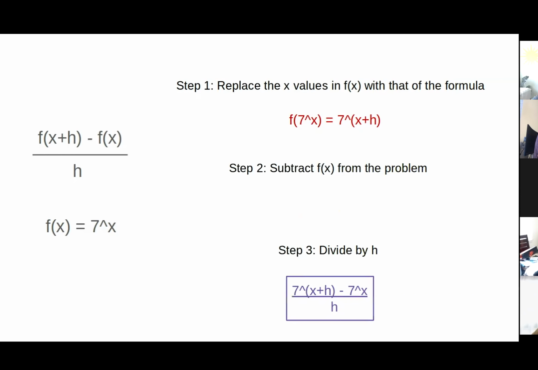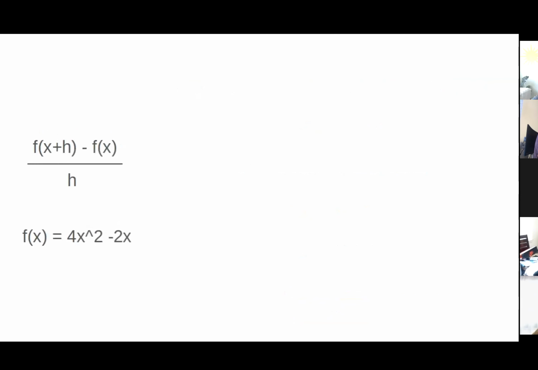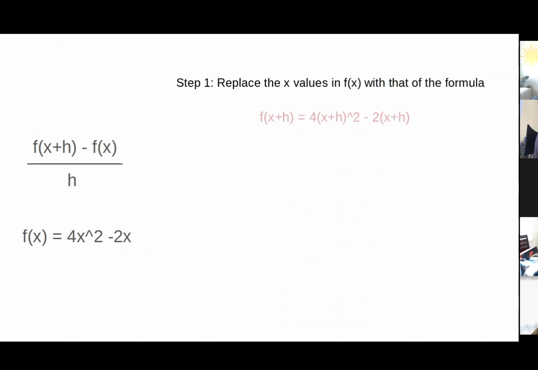And then I have another one that has more like values in it. So this one has a 4 added to it and then a -2 added to the front. So it has a little bit more steps in between, but they all follow the same kind of pattern. So you first replace the values in x. I just replaced the values of x and I added x plus h to this formula.